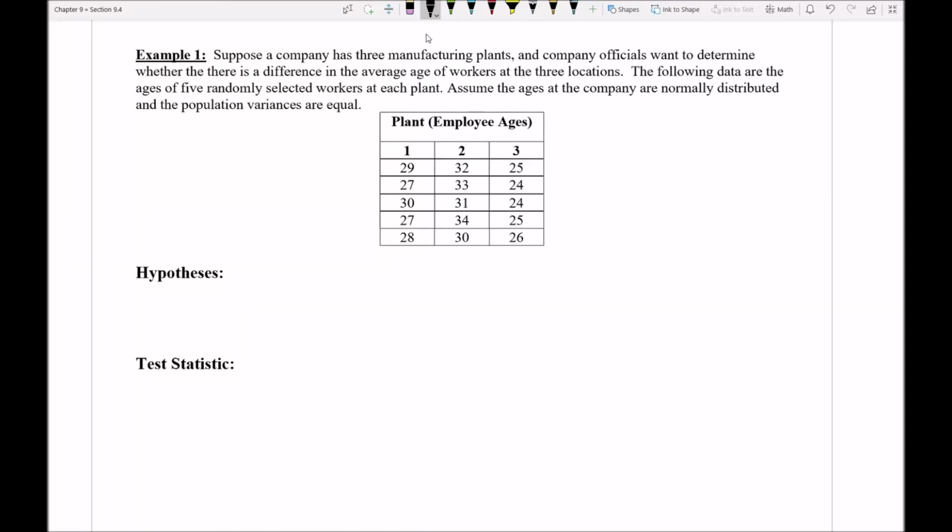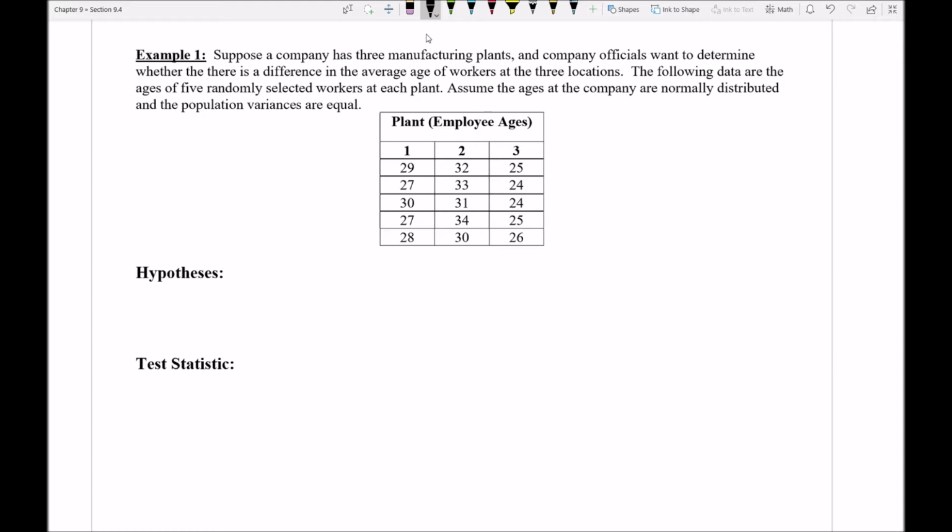Let's take a look now at example number 1, and let's try to go ahead and conduct a full test. This is going to be the same example that was talked about in the opening motivation, but let's recap. Suppose a company has 3 manufacturing plants, and company officials want to determine whether there's a difference in the average age of workers at the 3 locations.